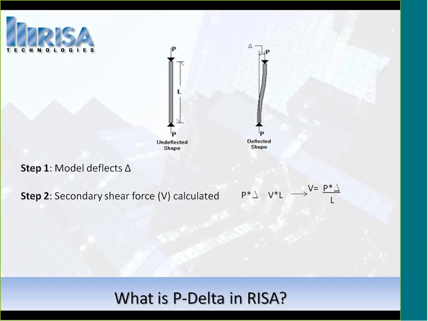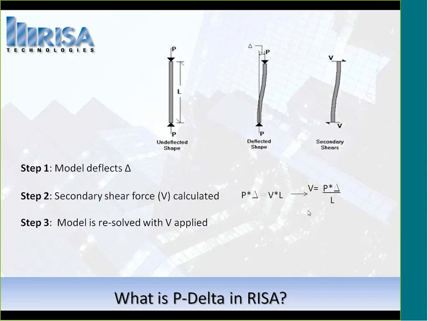So we use the equations here. The force itself times the delta, P times delta, equals the shear times the length of that column. And then what we try to do is solve for that secondary shear, so we reformat that equation to get the V, or the shear. Internally, what we do in RISA is take the V that we've calculated and apply it to the nodes. That's an important note, that the way P-Delta is handled inside of RISA is nodal. That means we're applying that secondary shear V at each node that's located in the model.